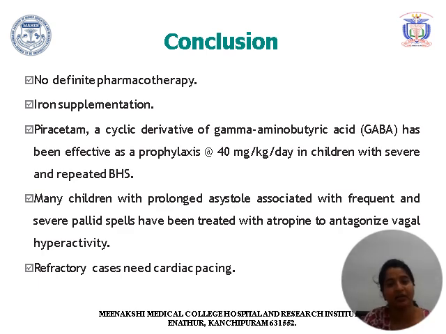Piracetam, a cyclic derivative of gamma aminobutyric acid, has been effective as prophylaxis. It is started at 40 mg per kg per day in children with severe and repeated breath holding spells. Many children with prolonged asystole associated with frequent and severe pallid spells have been treated with atropine to antagonize vagal hyperactivity. Refractory cases need cardiac pacing.